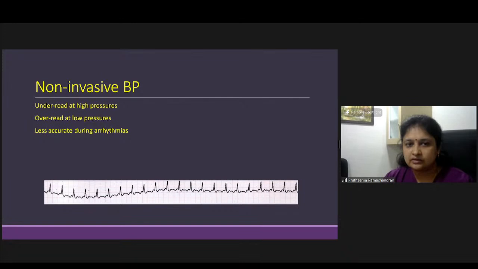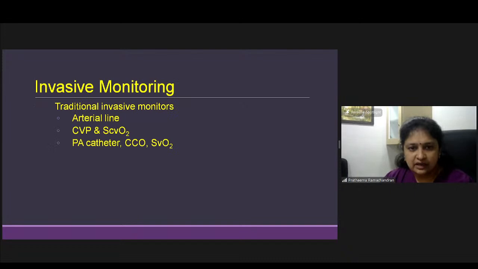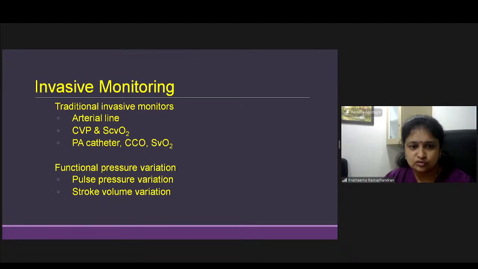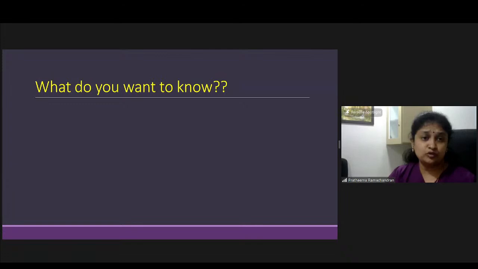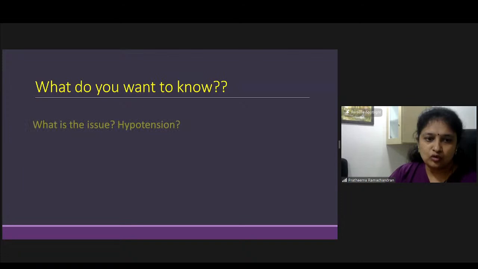So invasive, I know we had already talked a lot about the invasive monitoring. So we'll just go through the further things. So exactly what do we want to know? Okay, we have just checked the patient, taken a history, clinical examination is done, which we do simultaneously. We don't do it in sequence because the patient is sick. So we want to know what is the issue. Is there a hypotension? Patient is in a shock. How severe is the shock?